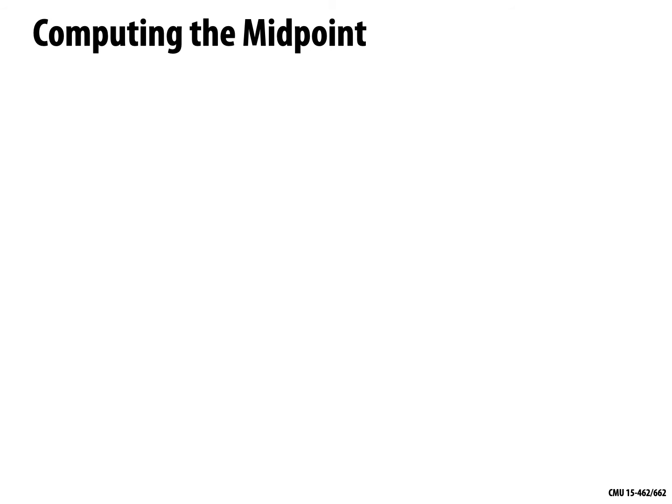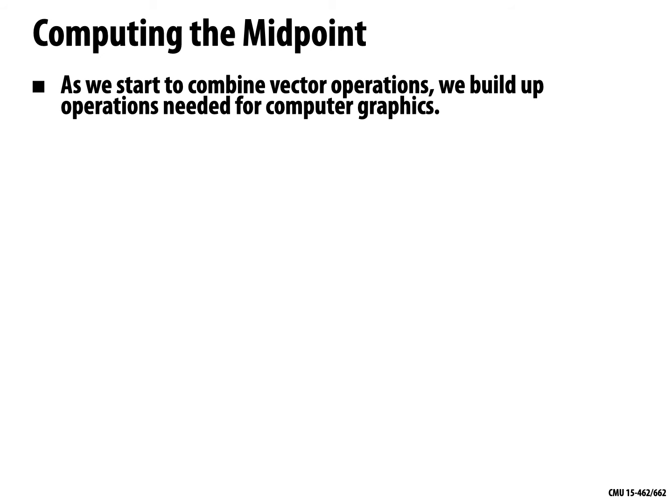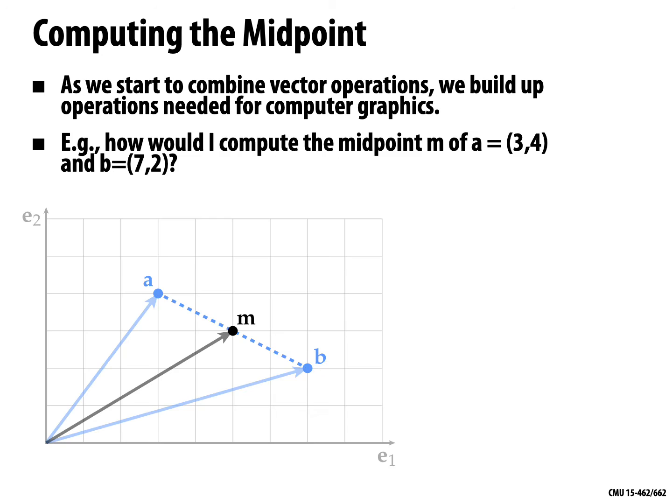All right. As we start to combine vector operations, we build up the basic operations that we might need for computer graphics. A really simple one that comes up all the time is I have 2 points in space, A and B, and I want to know where the midpoint is. I'm doing some kind of interpolation or subdivision or all sorts of things that we'll see later on. So, for instance, how would I compute the midpoint of a point A at 3, 4 and a point B at 7, 2? How would you carry out this calculation?